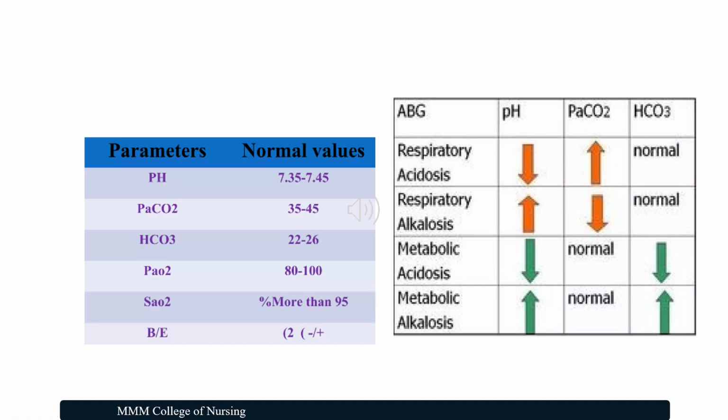In metabolic acidosis, there is a decrease in pH level accompanied by a decrease in bicarbonate level, and in metabolic alkalosis there is an increase in pH level and an increase in the bicarbonate level. So this is about respiratory acidosis and alkalosis and metabolic acidosis and alkalosis.